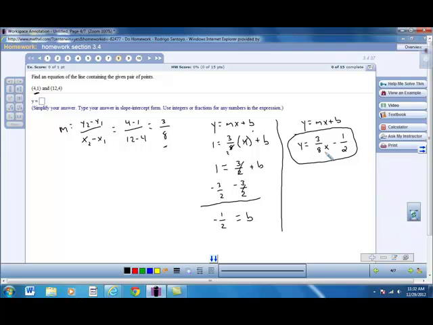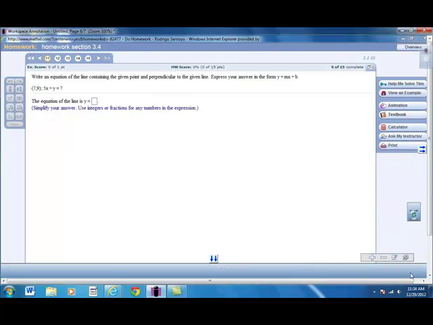Similar to the last problem, so here they want us to write an equation of a line containing the given point, 7, 9, and also that's going to be perpendicular to this given line. So the first thing we're going to do is start off by finding what our slope is.